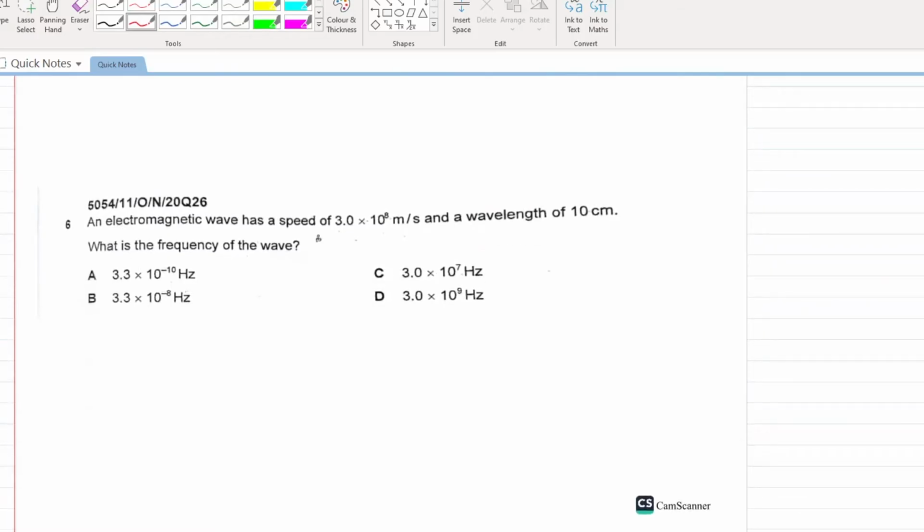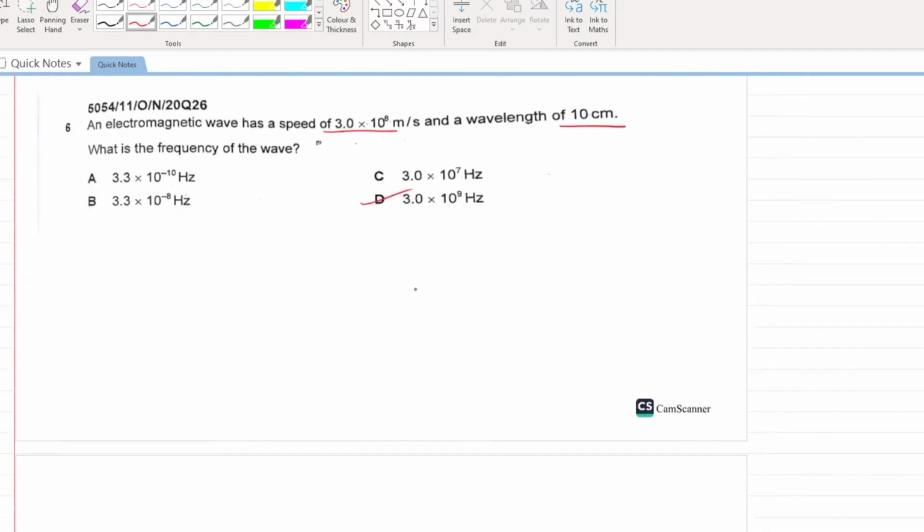An electromagnetic wave has a speed of this and a wavelength of this. What is the frequency? V is equal to f lambda. Velocity is 3 into 10 raised to the power of 8. Wavelength is 10 into 10 raised to the power of minus 2 because we are converting centimeters into meters. The frequency comes out to be 3 into 10 raised to the power of 9 hertz. Okay, is there any option like that? Yes, D is your option. Let's further move ahead.